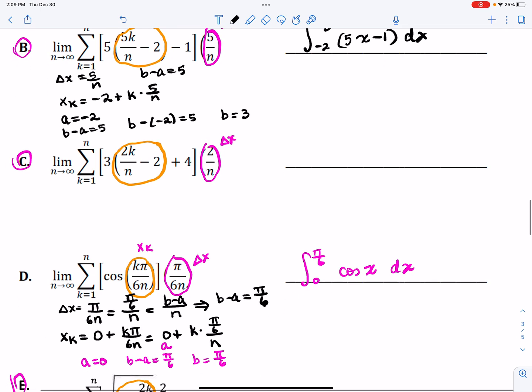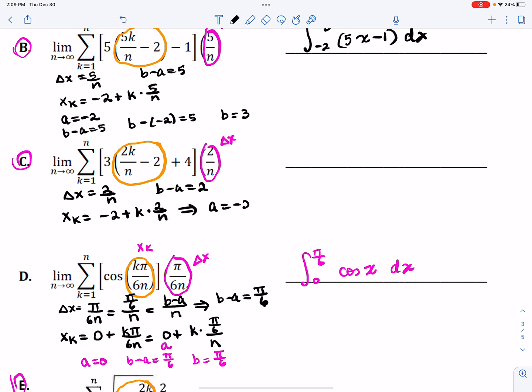In the next one, C, delta x is 2 over n. So b minus a is 2. X sub k is negative 2 plus k times 2 over n, which implies that a is negative 2. And again, if a is negative 2 and b minus negative 2 is 2, that means b is 0. So our limits of integration are from negative 2 to 0, and the integrand should be 3x plus 4 dx.